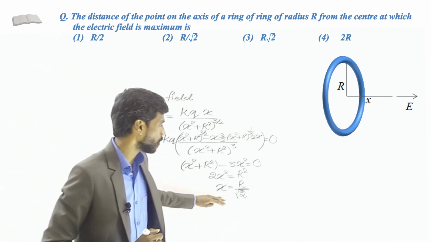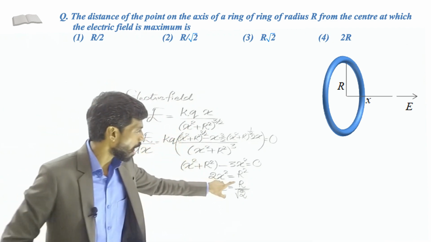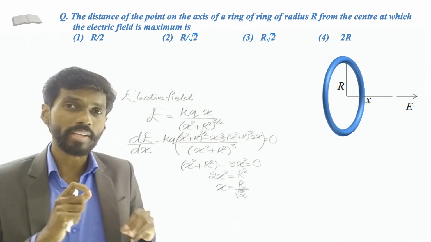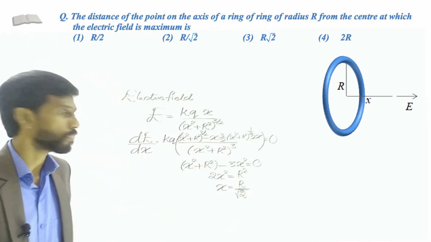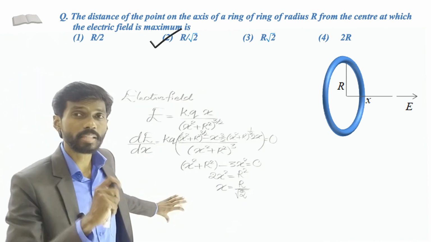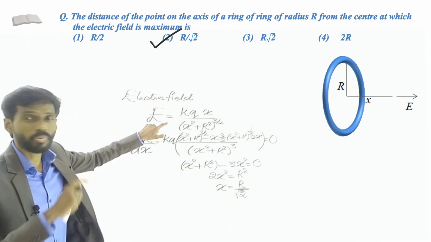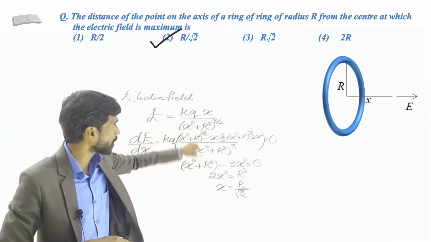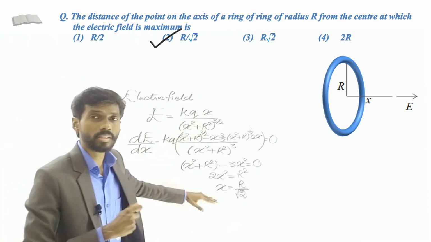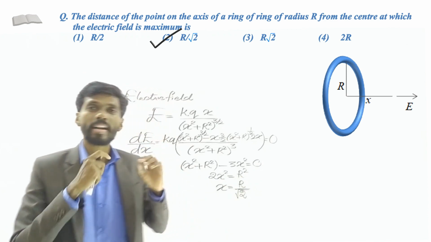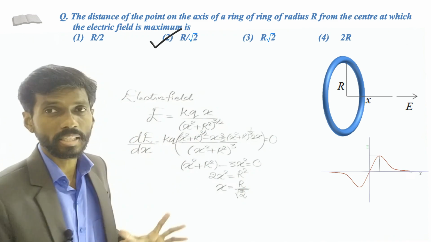We only take the positive value, not minus r by root 2, because that has the same distance, right? So the distance is simply r divided by root 2. This is the point at which the electric field will be maximum. You understand? That is the answer. But suppose you are asked to find the maximum electric field. That is simple. Once you have the value of x, you substitute it in this expression to find the maximum electric field. But we just need that distance, which is simply r by root 2. So at a distance r by root 2 from the center of the ring, the electric field will be maximum.